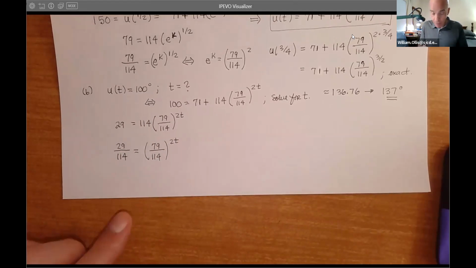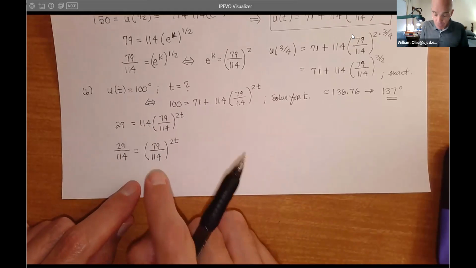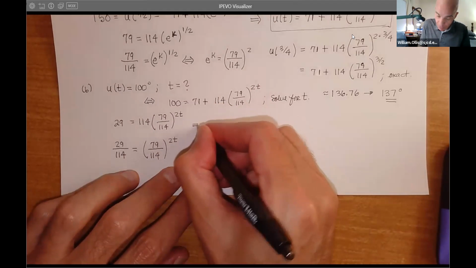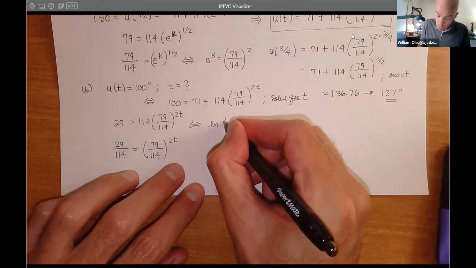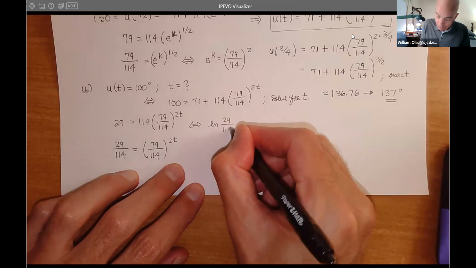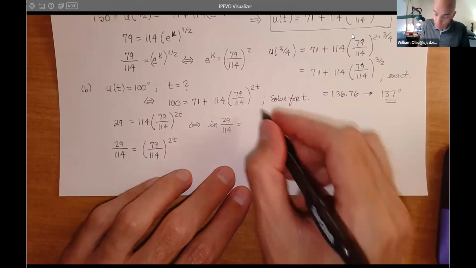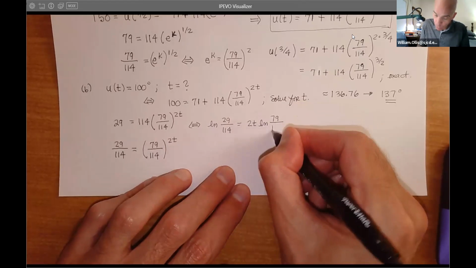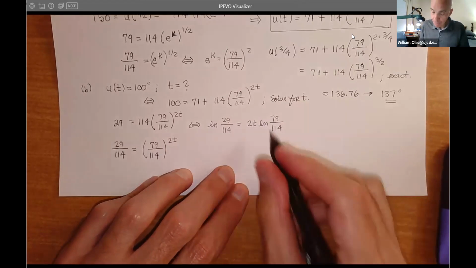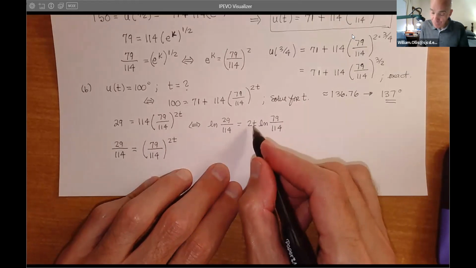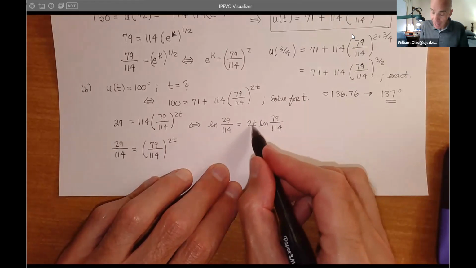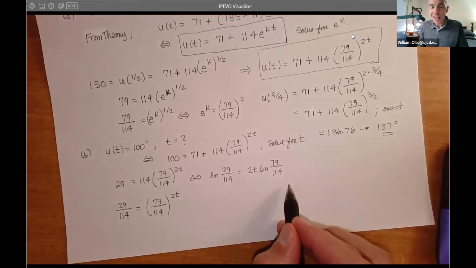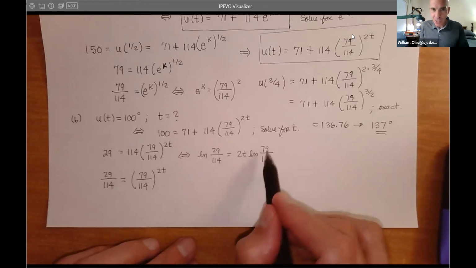Now, just like we were doing the half-life problem, we can take natural logs here. So we have equivalently natural log of 29 over 114. Again, use the power rule. That'll be 2t natural log of 79 over 114. Now we can divide by 2 times the natural log of 79 over 114. The thing is, we don't have fractions like we had before.